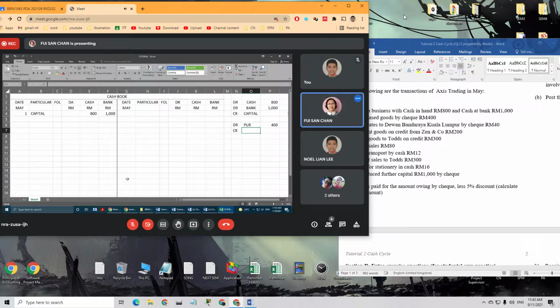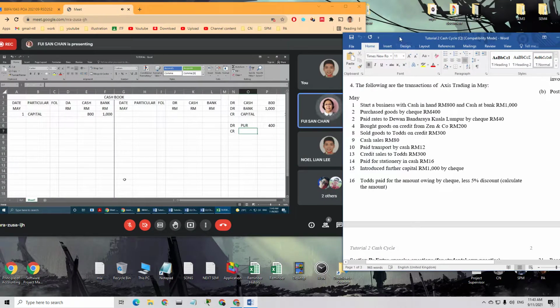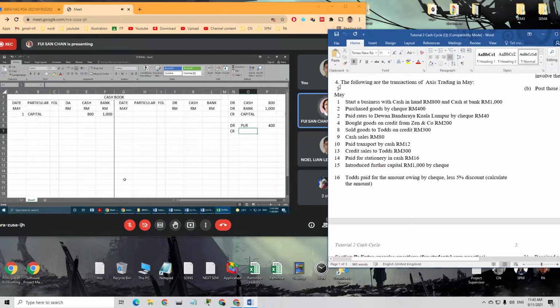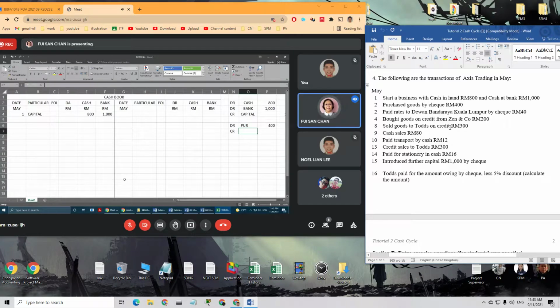Credit what? Read your question. You say purchase goods by check. Now, purchase goods. This good means what we purchase. Our intention is for sale. You get what I mean? Purchase here means we buy and we want to sell. For example, you buy and sell tire. So your purchases is tire, and we are going to sell tire. So purchases here means the goods that you buy is actually meant for you to resell. That is your main business activity.